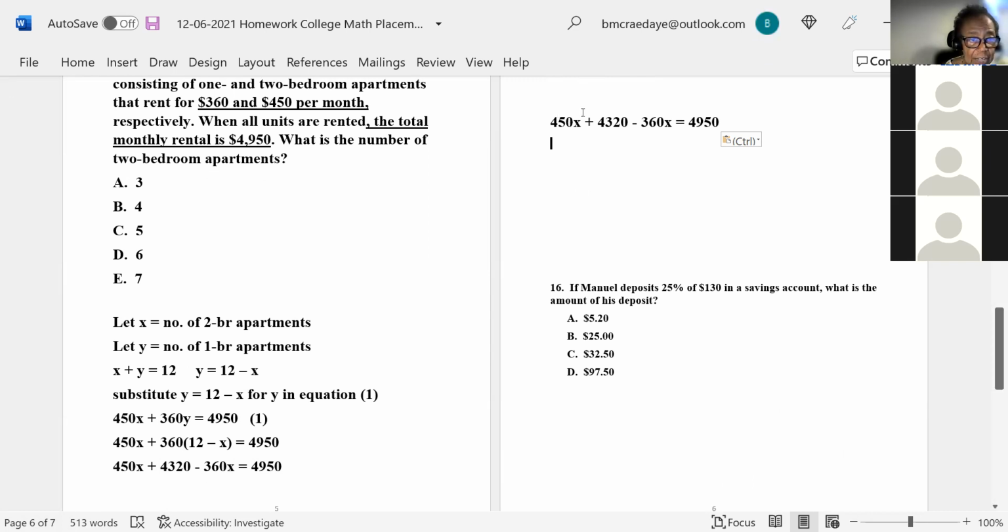Well, 450x minus 360x is what? 90x, correct? Okay, so that's 90x plus 4320 equals 4950. Now, what would you do to this equation next, Maureen?